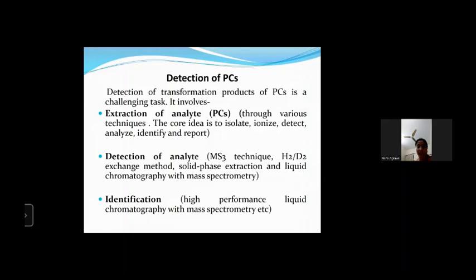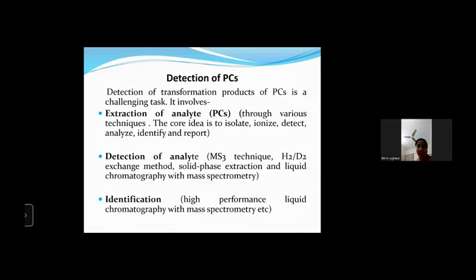Firstly, we can do the extraction of analytes. The next is detection of analytes, and the last is identification. The extraction of analytes can be done with the help of Soxhlet extraction, supercritical fluid extraction, and ultrasonic and microwave assisted methods. Basically, all these techniques are used in combination with chromatography and mass spectrometry. The basic idea is to isolate, ionize, detect, analyze, identify, and report the analyte present.